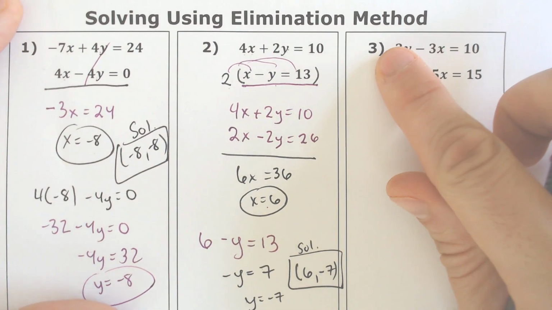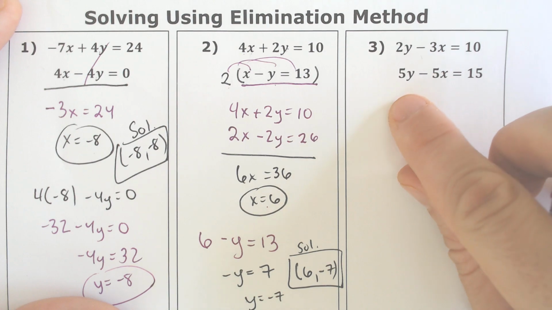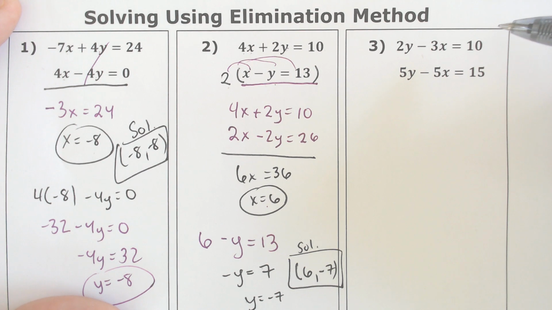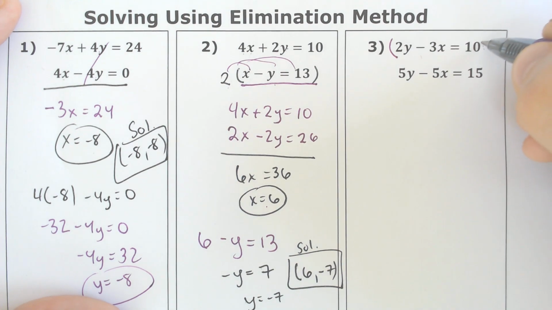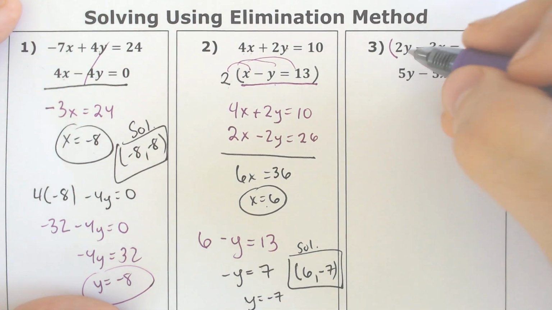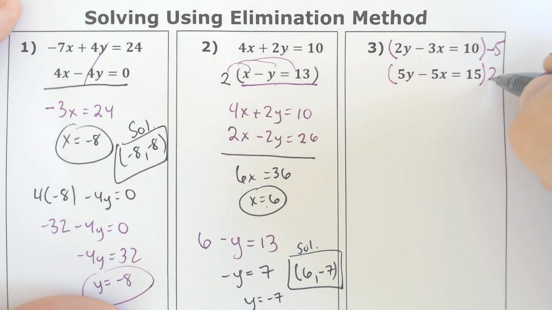Number 3, we got 2y minus 3x equals 10 and 5y minus 5x equals 15. In this case, we can't just multiply the top or the bottom equation. We have to multiply both. I am going to choose to eliminate the y's. So I'm going to multiply this top equation by -5, and I'm going to choose to multiply the bottom equation by +2.